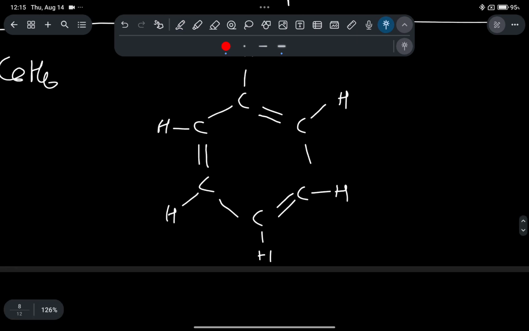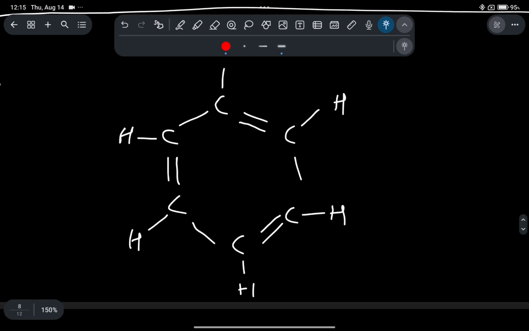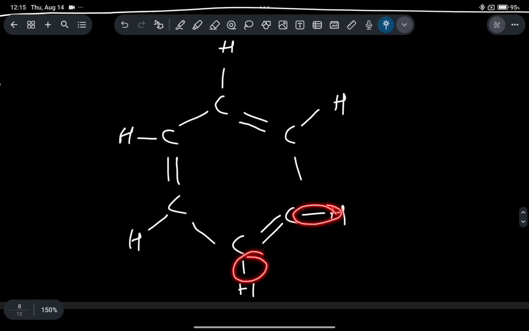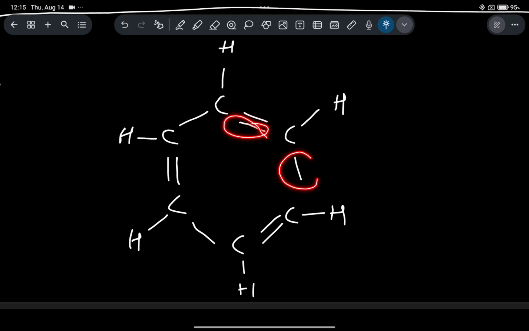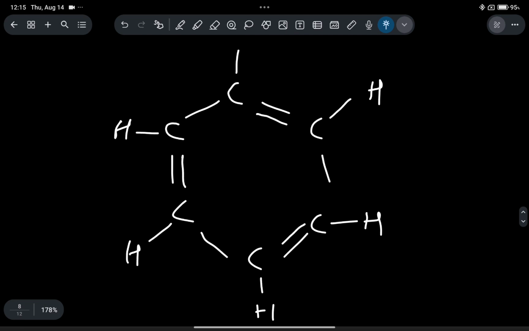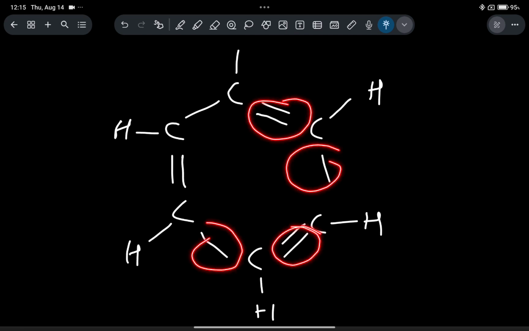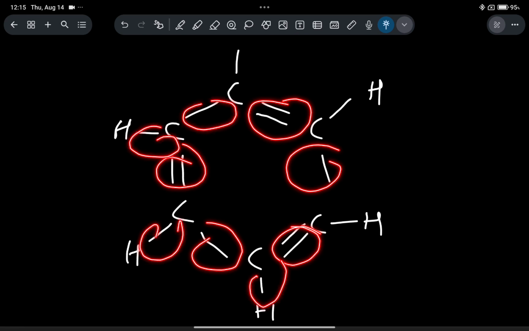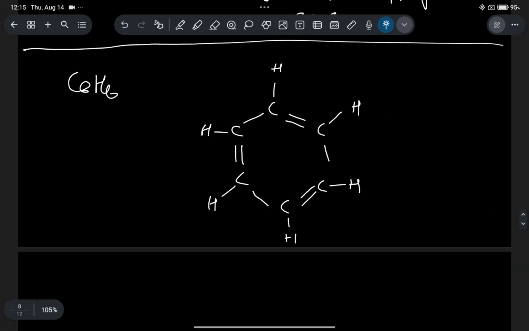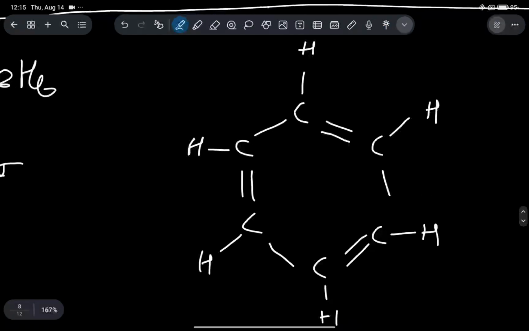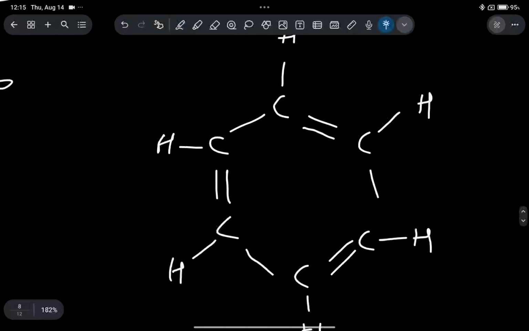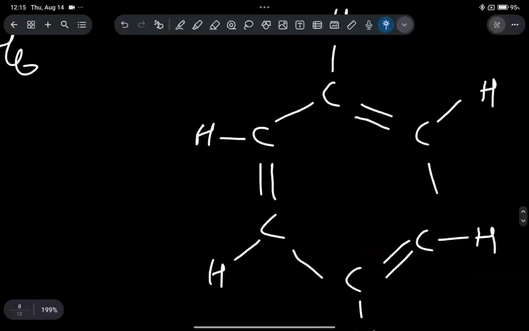So I'm checking by structure. Counting by structure, 1, 2, 3, 4, 5, 6, 7, 8, 9, 10, 11, 12. From carbon to carbon and carbon to hydrogen, every bond has a sigma bond, so 12 sigma bonds. And 1, 2, 3, so 3 pi bonds.